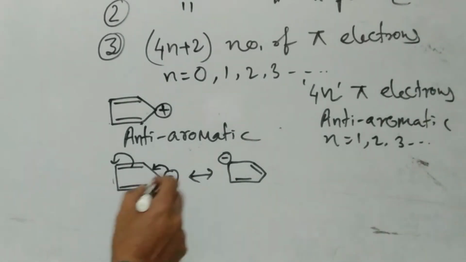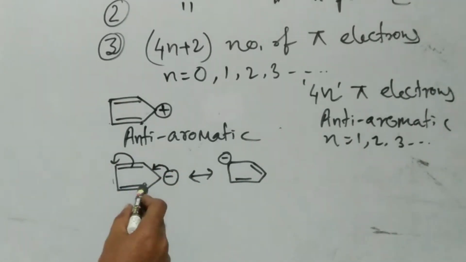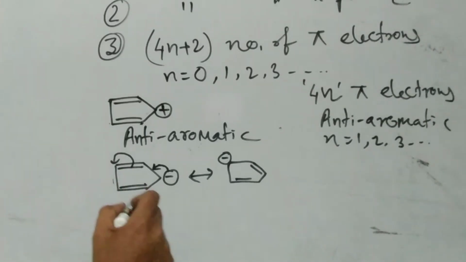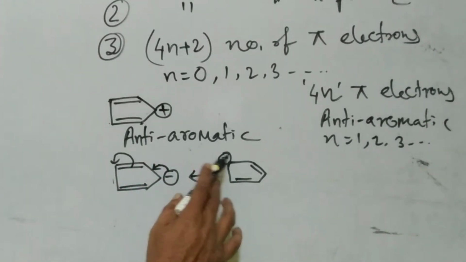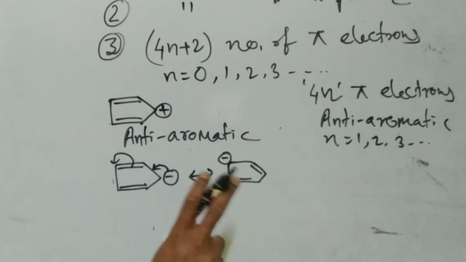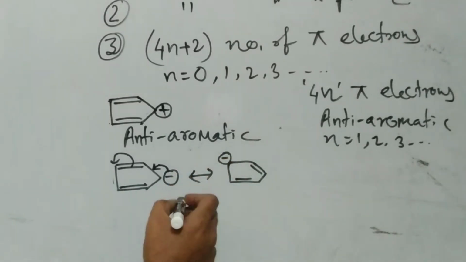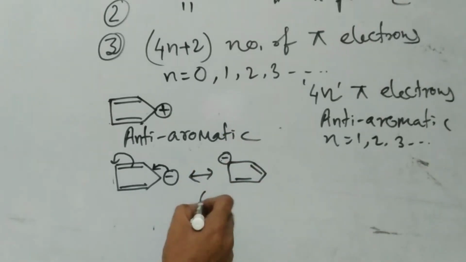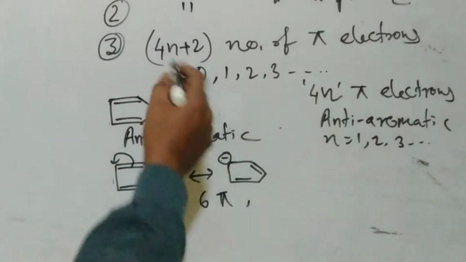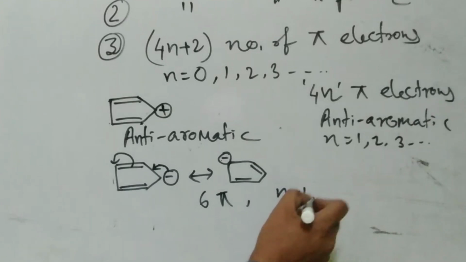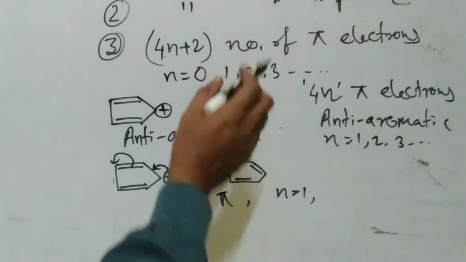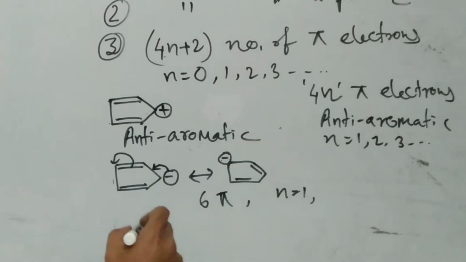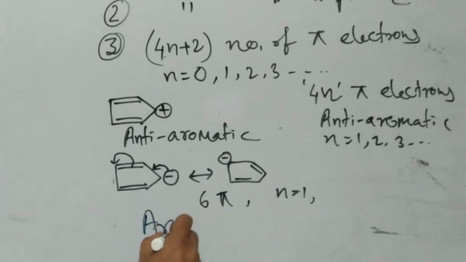Each bond carries 2 pi electrons. So 2 pi bonds mean 4 pi electrons, and a negative charge means 2 pi electrons. So the total number of pi electrons is 6. If n equals 1, then 4n plus 2 means 4 plus 2, 6. Therefore this molecule is aromatic.